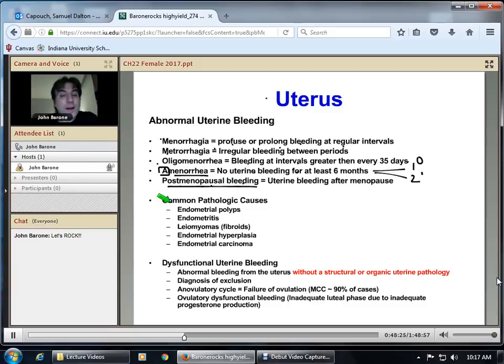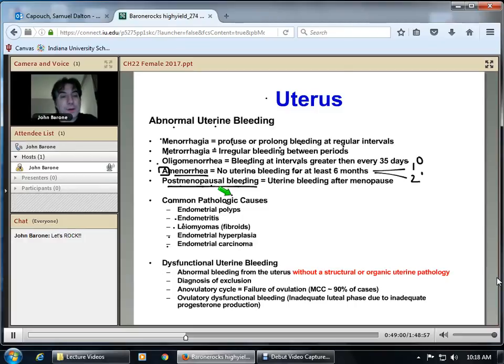All right, now what are common causes of abnormal uterine bleeding? Well, polyps. Endometrial polyps, endocervical polyps, endometritis, inflammation of the endometrium, leiomyomas, these benign smooth muscle tumors in the wall, they push on the endometrium and cause bleeding. Endometrial hyperplasia can bleed, and of course, endometrial cancer. And that's the one we never want to miss. We never want to miss cancer. So these are common causes of abnormal vaginal bleeding.